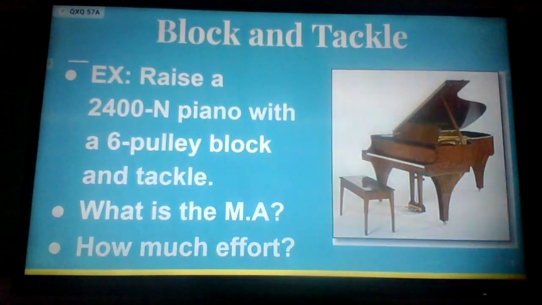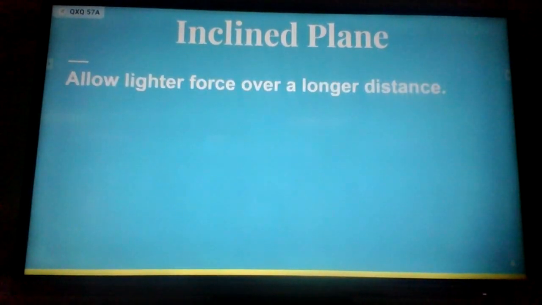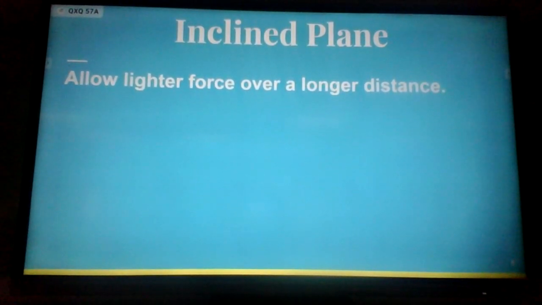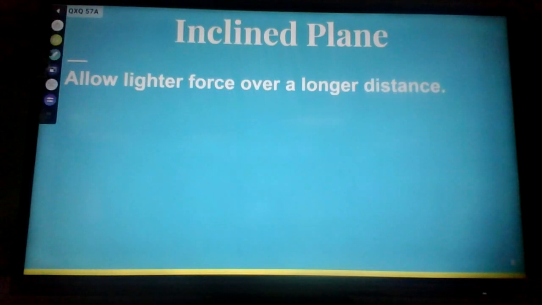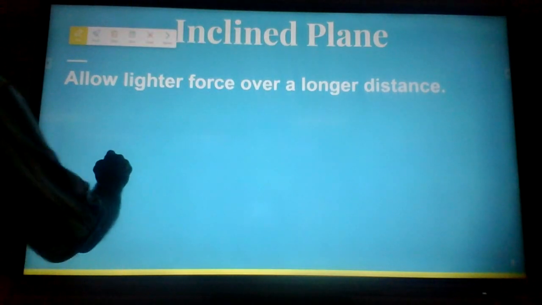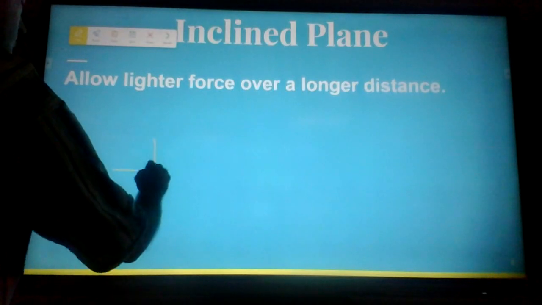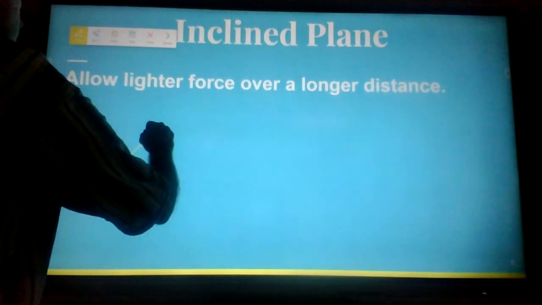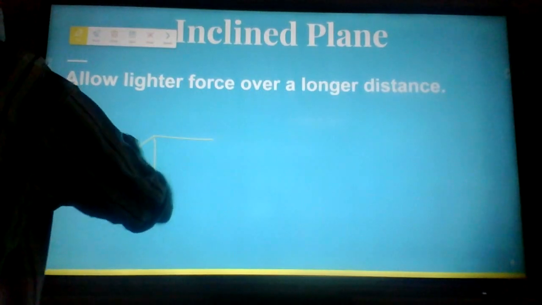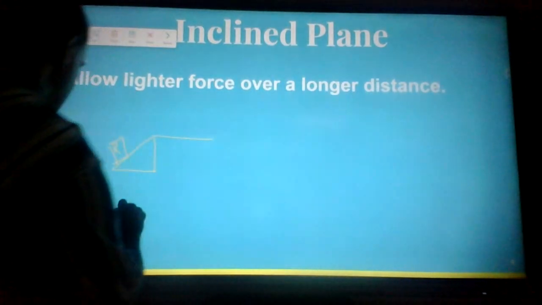Ready? All right, an inclined plane. Fancy word for ramp. Walk up a ramp. Allow a lighter force, but again, over a longer distance. All right. I'll exaggerate the drawings here just to show you a little common sense. Okay, we need to get a heavy object like a refrigerator onto the truck bed right there. Little common sense. Which would be easier?